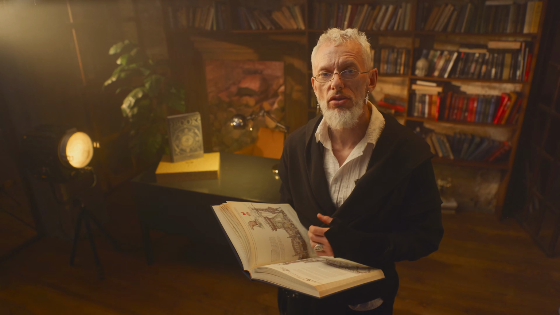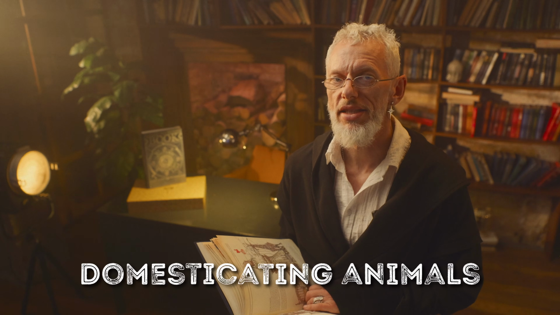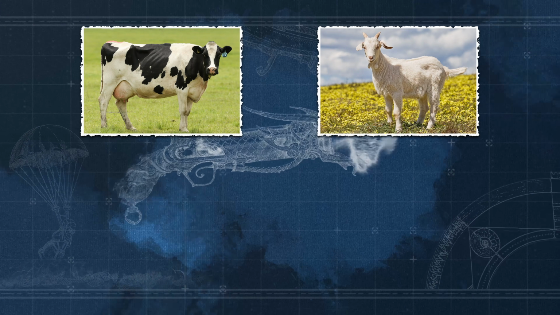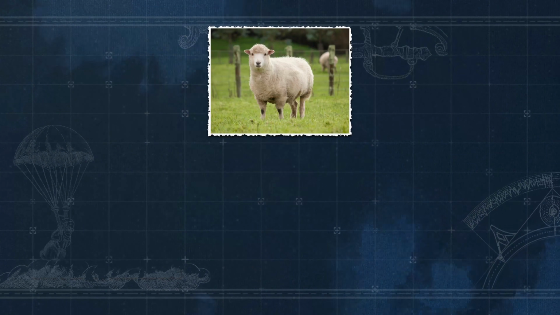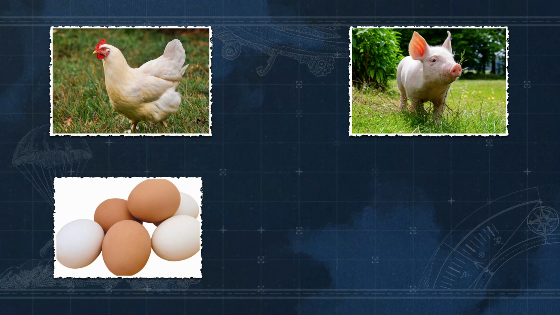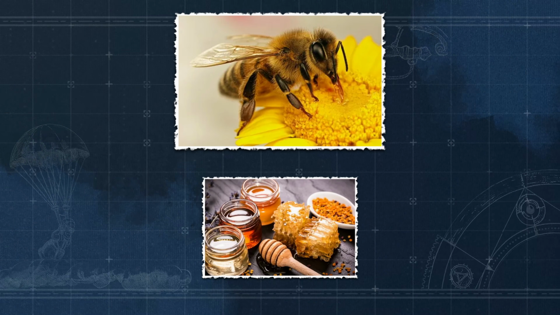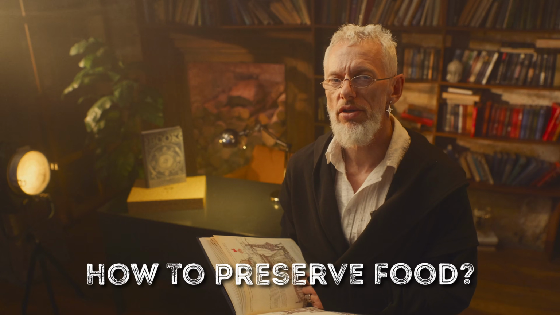Hand plows were used to cultivate land, and irrigation channels and water-lifting mechanisms were built for watering. Domesticating animals. Cows, goats, milk, meat, hides. Sheep, wool and meat. Chickens, eggs. Pigs, fat and meat. Bees, honey and natural pollination. How to preserve food.